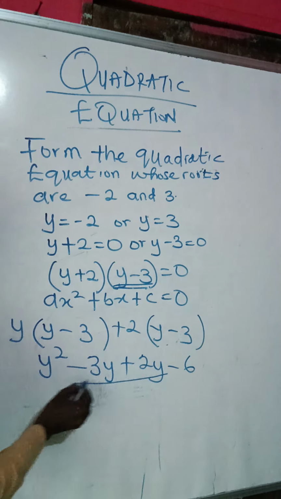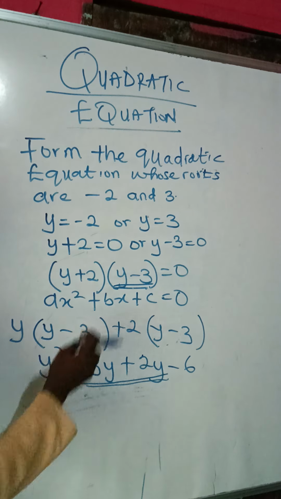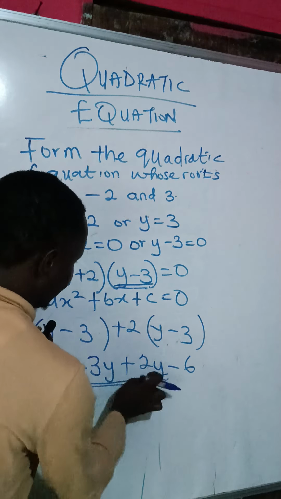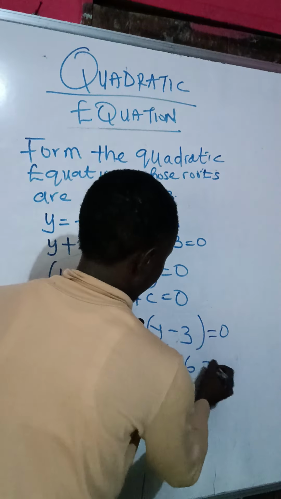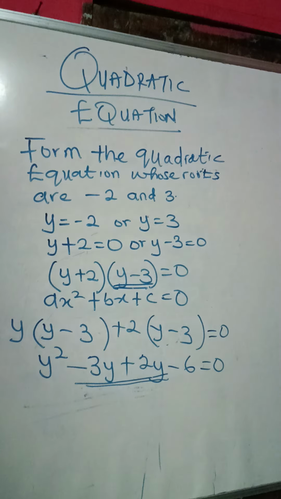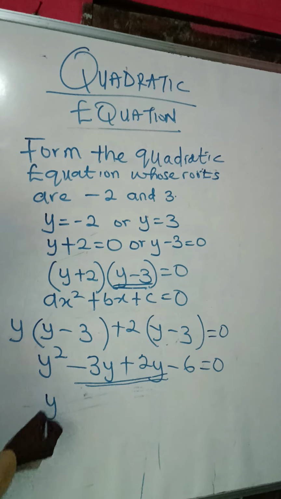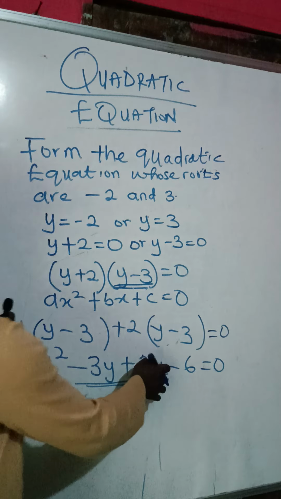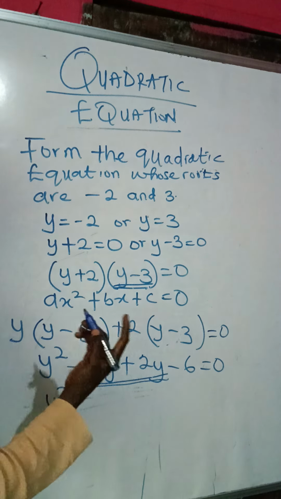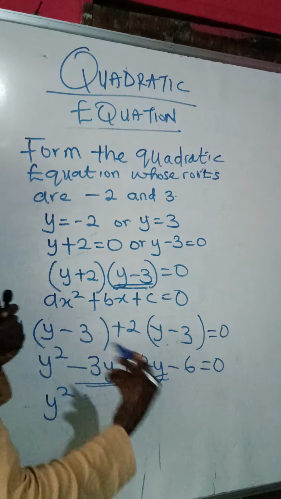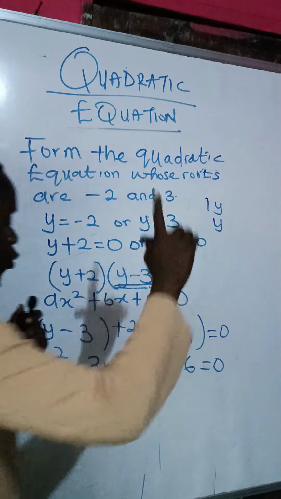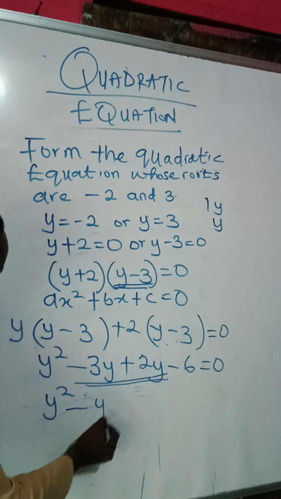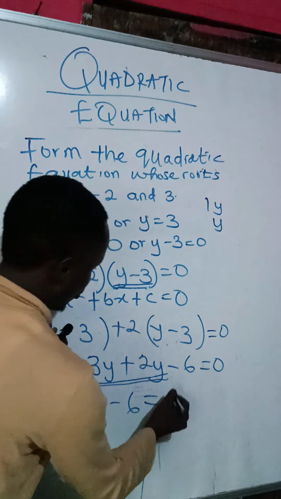We can add up the terms in the middle because they have the same variable, which is y. Don't forget equal to 0, because we are dealing with an equation. So from here we say y squared, minus 3 plus 2 will give us, of course, -1. And in mathematics we don't write 1y, because y here stands for 1. So we have -y minus 6 equal to 0.